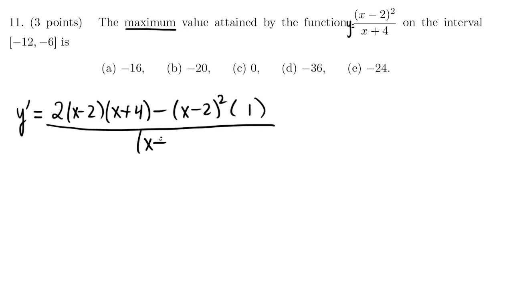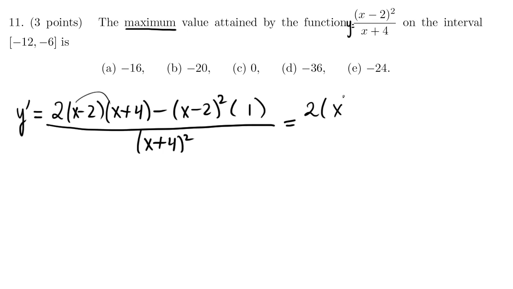All over the bottom squared. Now, here I kind of need to simplify this because I'm going to have to set this equal to 0 and solve for those solutions. And when it's a big mess like this, it'll be too hard. So we do need to simplify this. Why don't we FOIL this out here?